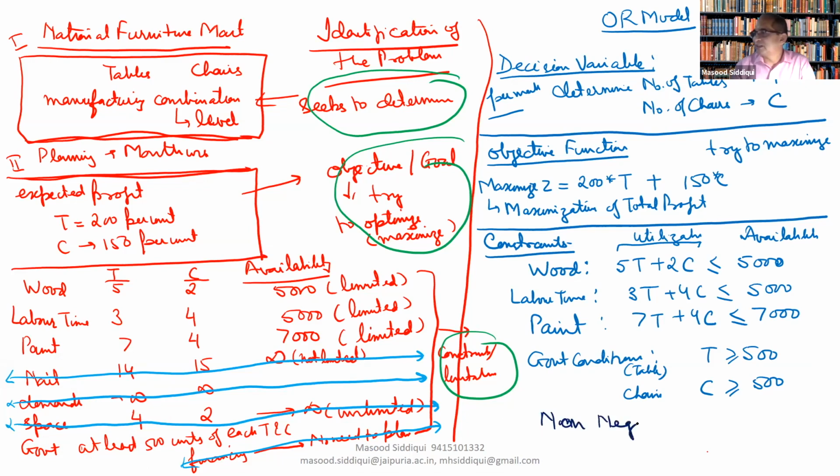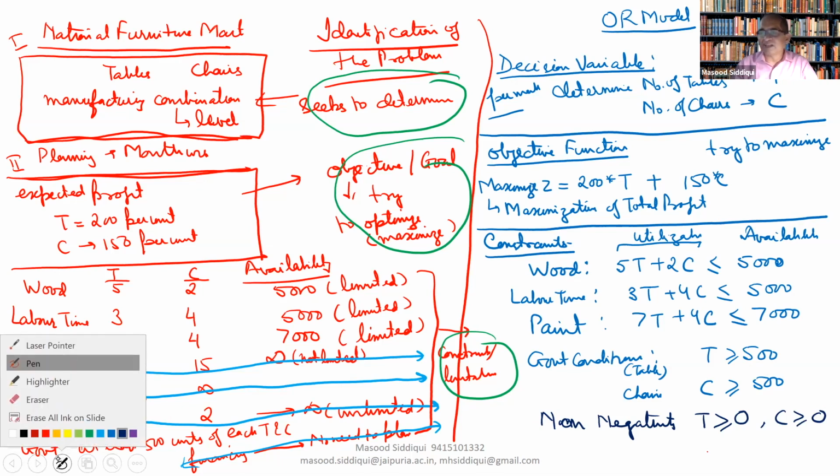using a different color. So non-negativity: the number of tables can never be negative. The number of tables should be non-negative. In the same manner, the number of chairs should also be non-negative. So this should be greater than or equal to 0. Obviously, if the government conditions are taken care of, then this non-negativity part is not important. But we make it a habit that we will always take up the non-negativity also. Otherwise, in some particular cases, we will have some absurd results also.